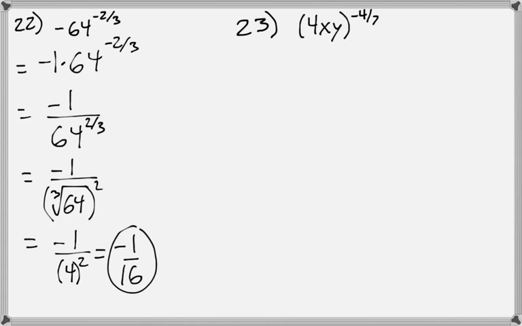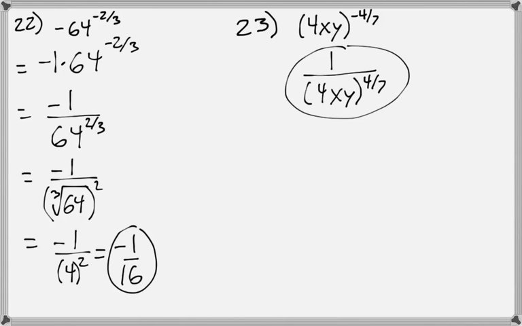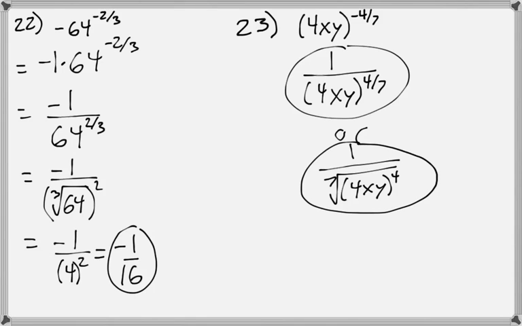With 23, I'm going to move that to the denominator, and this is actually going to be okay for a final answer. So if you want to convert it to radical form, you can. But there's really no way that I can simplify this anymore.